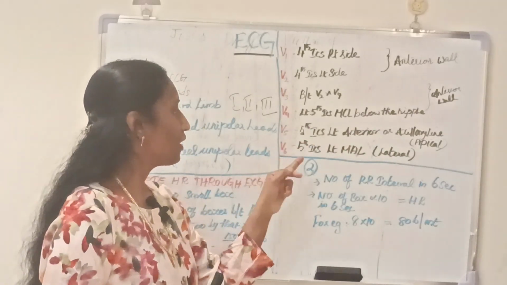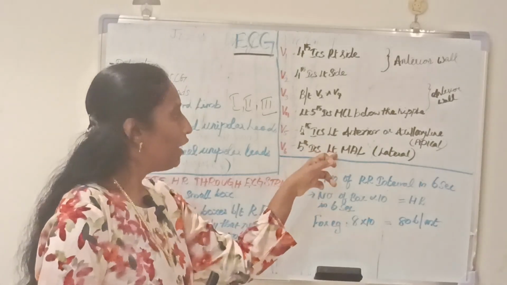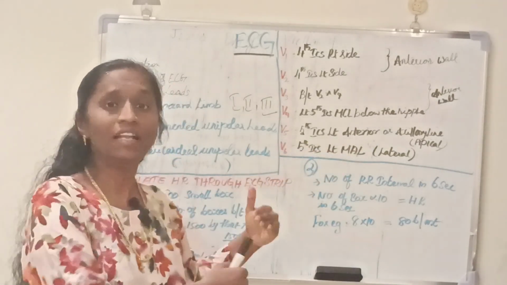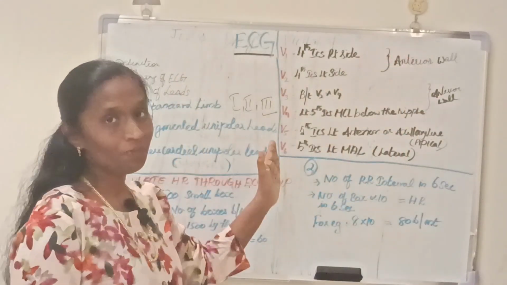And then V6 we place in the fifth intercostal space, left mid axillary line, on the lateral side. So this is the placement of the chest leads.